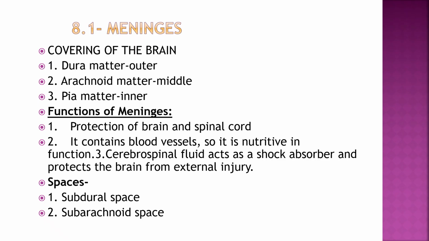Now we will see coverings of the brain. They are also called as meninges. So brain and spinal cord are surrounded by three connective tissue membranes, and they are called as meninges. So cranial meninges, they are covering brain, and spinal meninges, they are covering spinal cord.